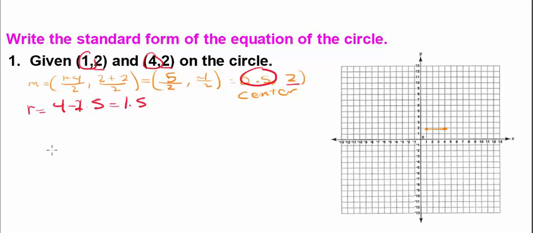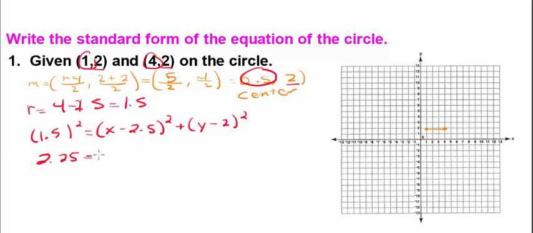We're going to go ahead and substitute all this information into our standard form of a circle. So it's going to be the radius, which is 1.5 squared is equal to x minus 2.5 squared plus y minus 2 squared. The last thing we're going to do is to square the radius, so that will then result with a 2.25 is equal to x minus 2.5 squared plus y minus 2 squared. And that's your final answer. That is the standard form of the circle given this information.